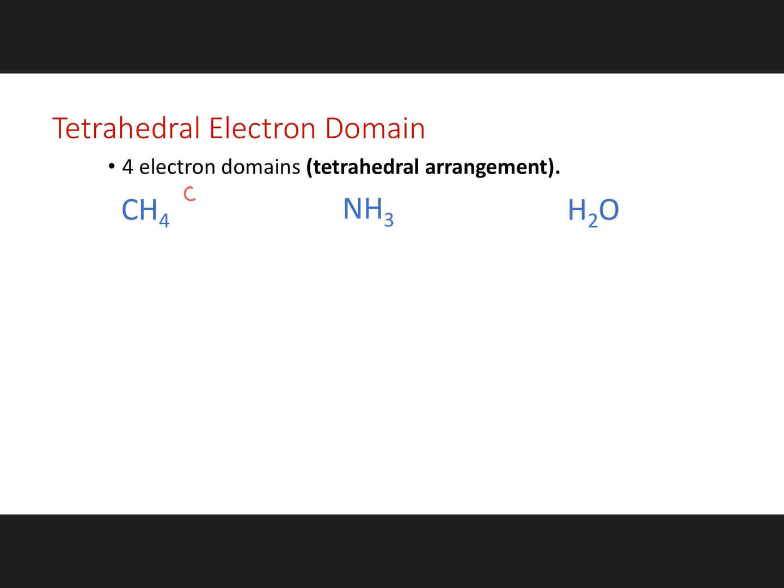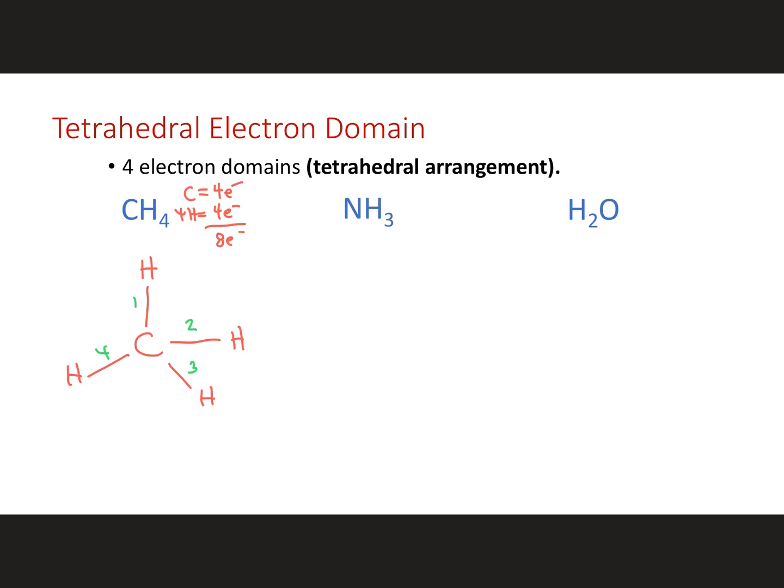So methane, carbon has 4 valence electrons. I have 4 hydrogens at 1 electron each for a total of 4 electrons. I have 8 total electrons to assign. I'm going to put carbon in the middle. I'm going to assign all of my hydrogens. So 1, 2, 3, 4, 5, 6, 7, 8. I've assigned all of my electrons. If I look and count, I have 1, 2, 3, 4 electron domains. They are all bonding domains.